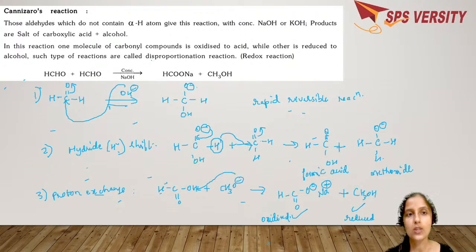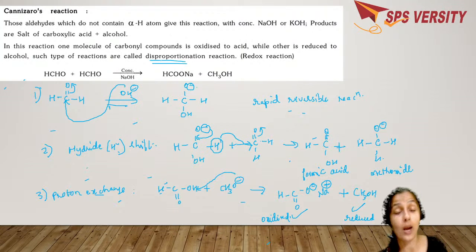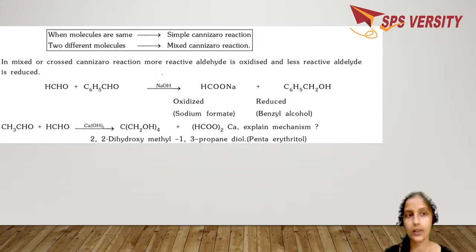So this is called a disproportionation reaction, where a single compound undergoes both oxidation and reduction. So I think it's clear, and the condition for the Cannizzaro reaction to happen is that the compound should not possess an alpha hydrogen. Okay, so we'll go to the next slide.